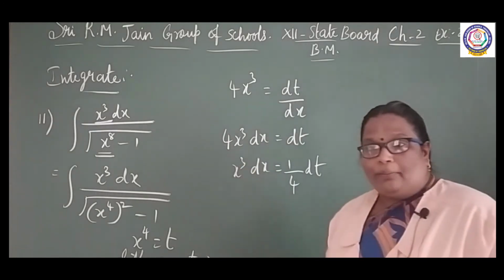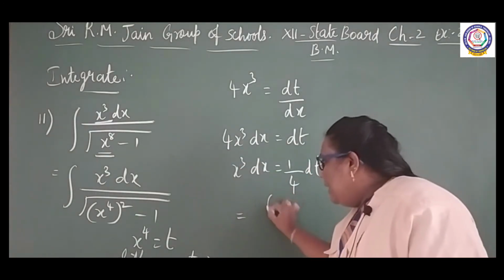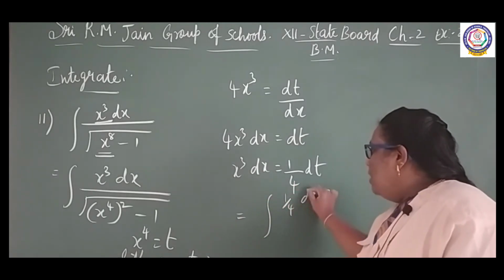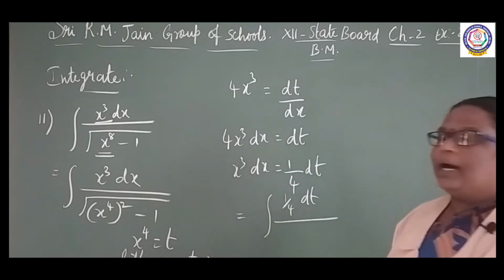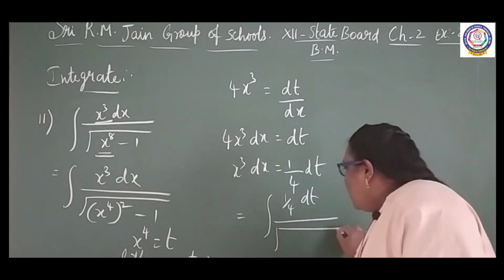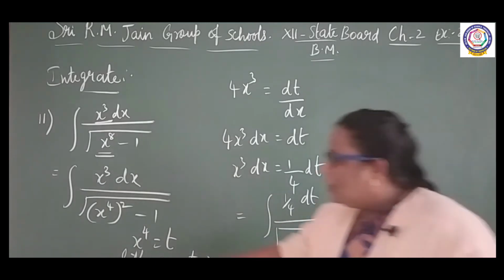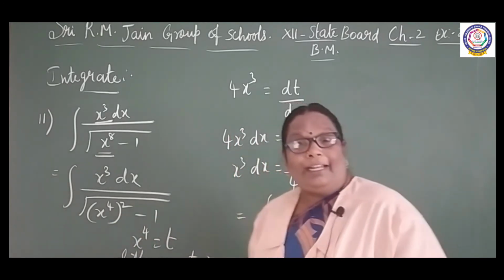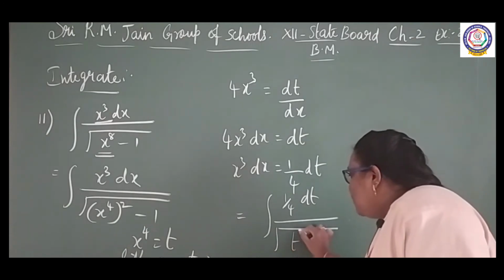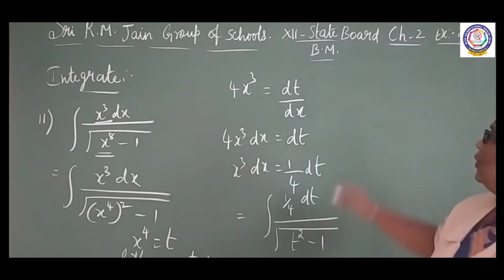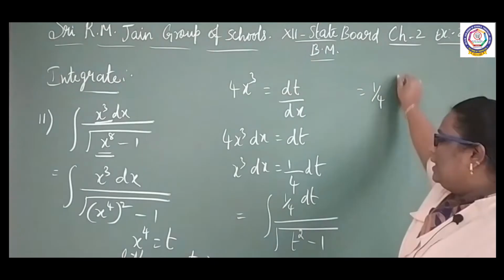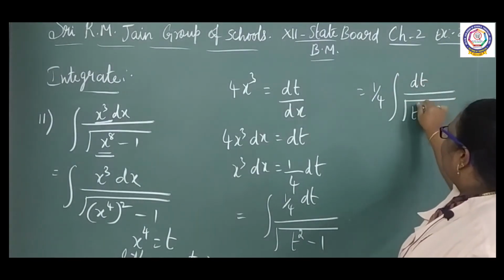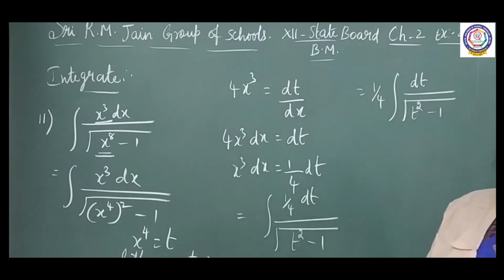So everything you can apply here. See here, integral x cube into dx is nothing but what? 1 by 4 dt by root of x power 4. X power 4 I can make it as what? T. T square minus 1. So 1 by 4 you can take out. Dt by root of t square minus 1.